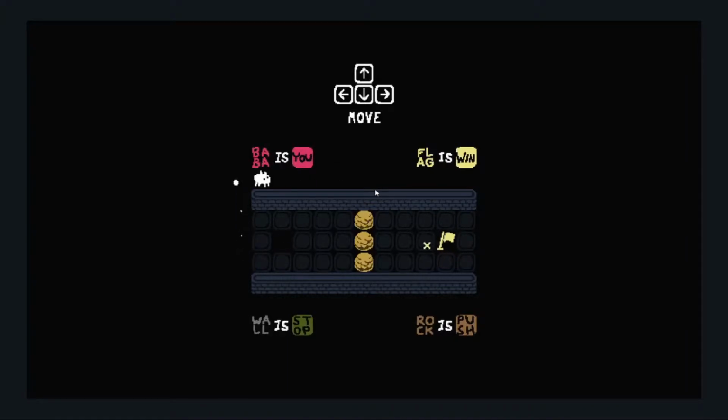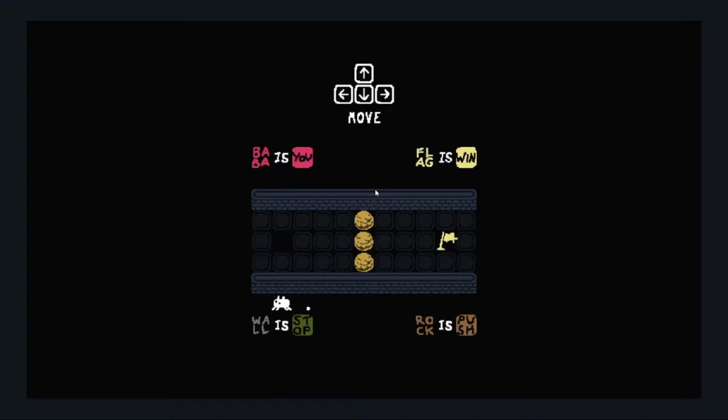So while these three are connected together, that means that I am Baba, and right now, as you can see, wall is stop. Now what stop means is that I can't go through it. It means it will stop me.